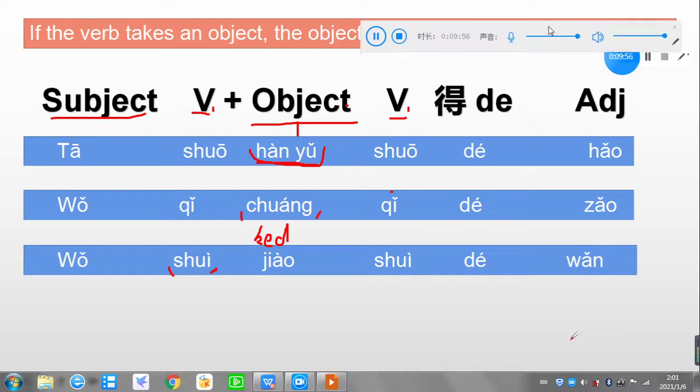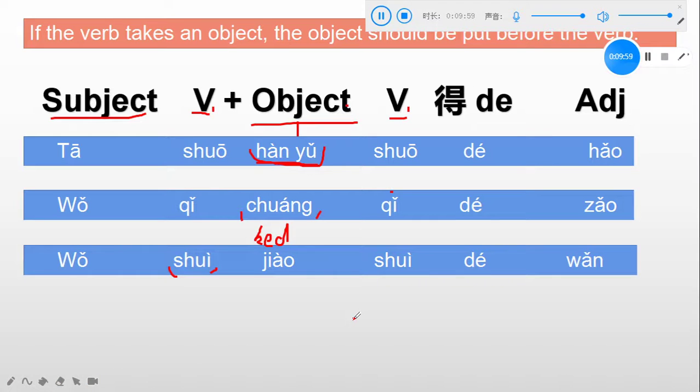Okay. 好, now I need you to read after me. 第一个，他说汉语说得好。第二个，我起床起得早。And then the last one，我睡觉睡得晚。Okay, now we can move to the negative form.